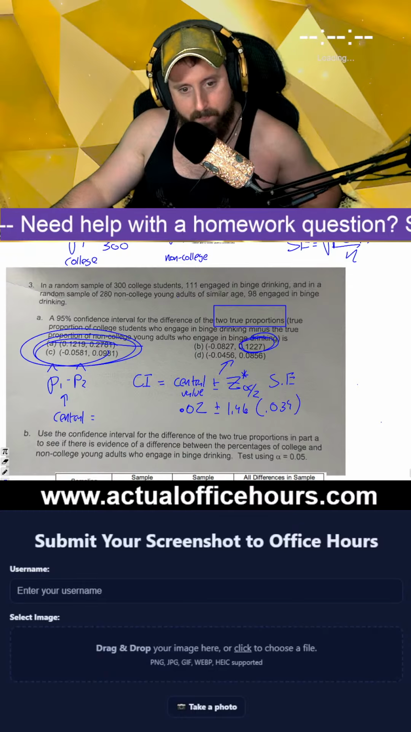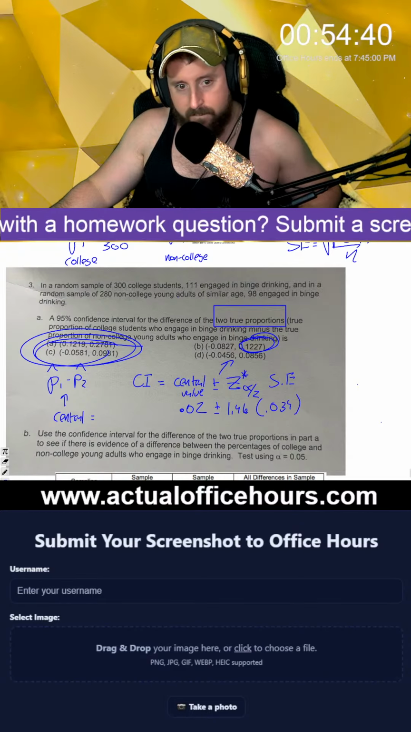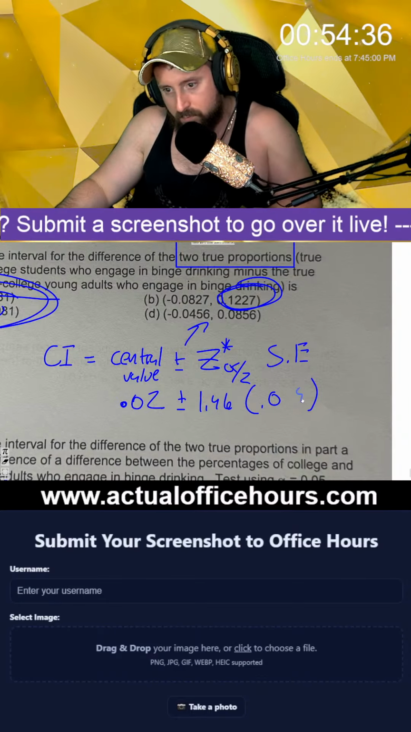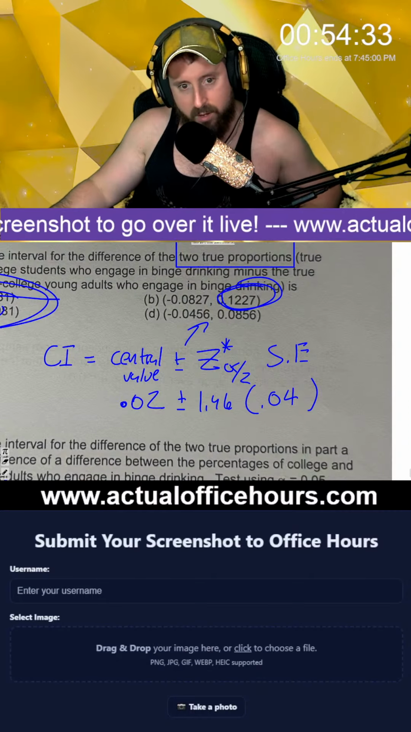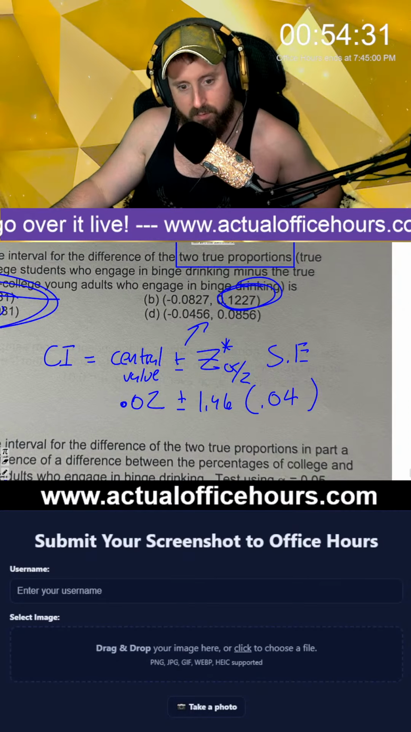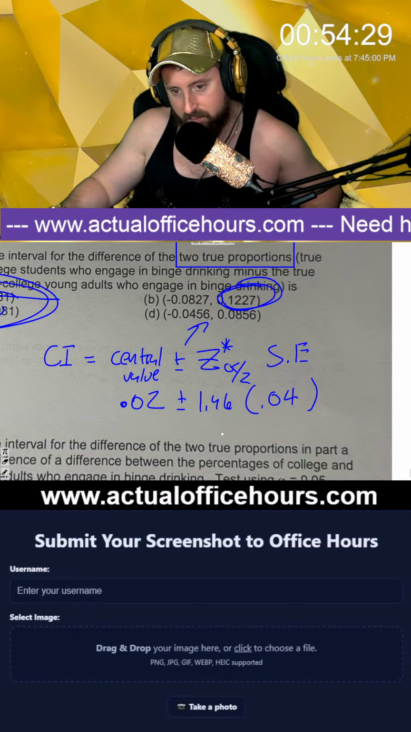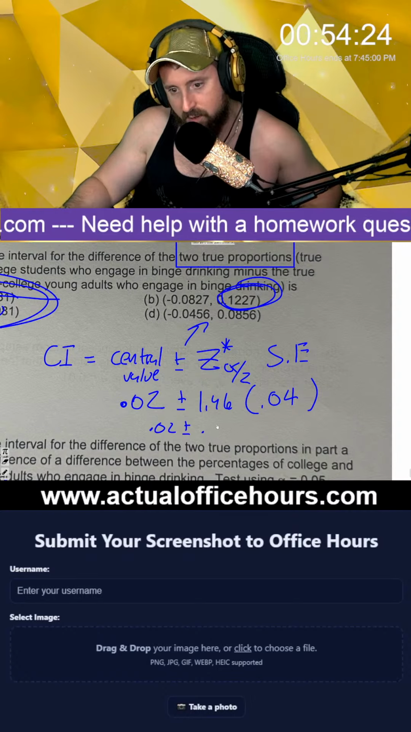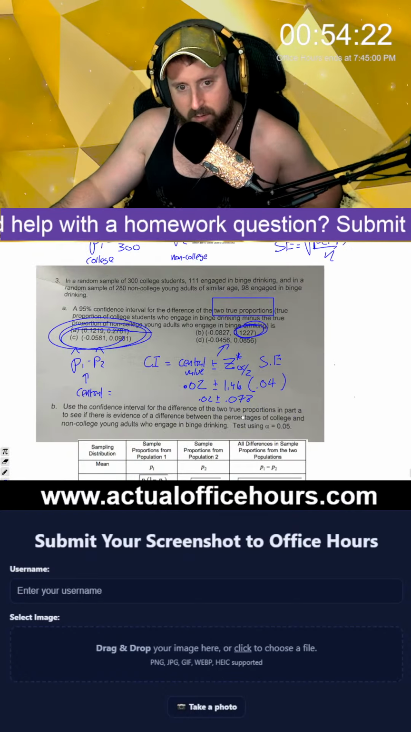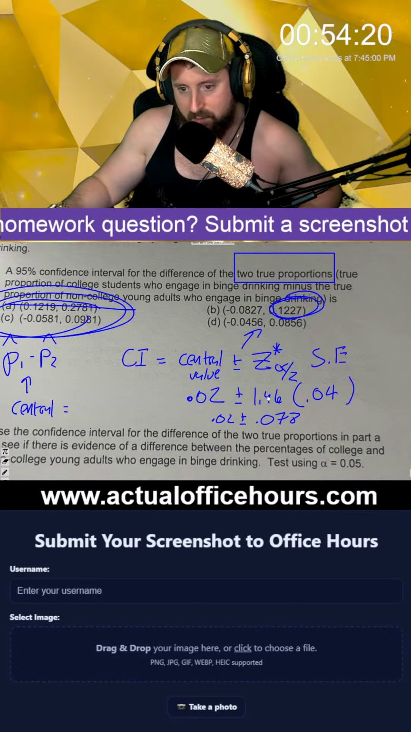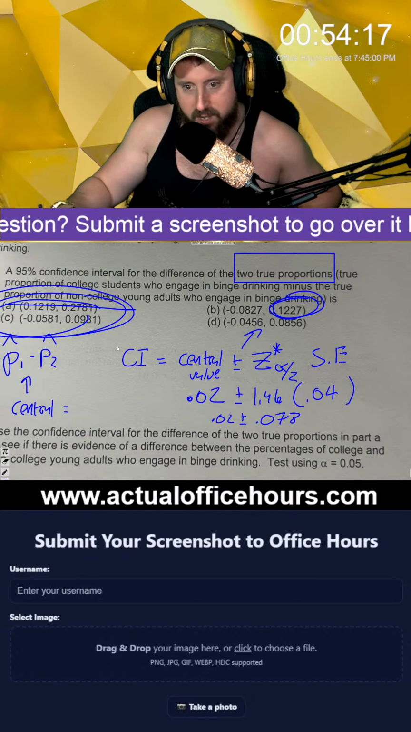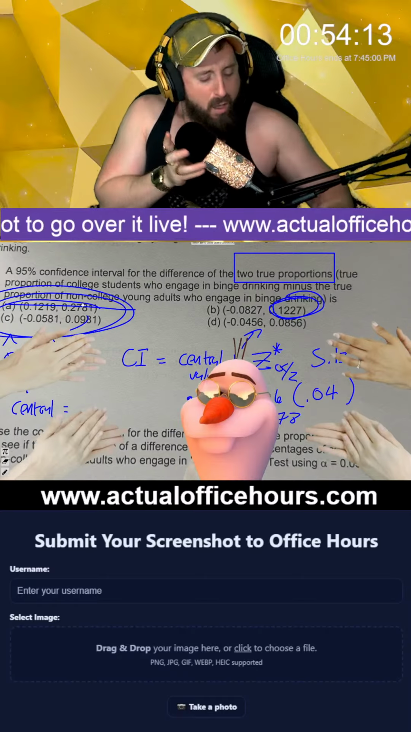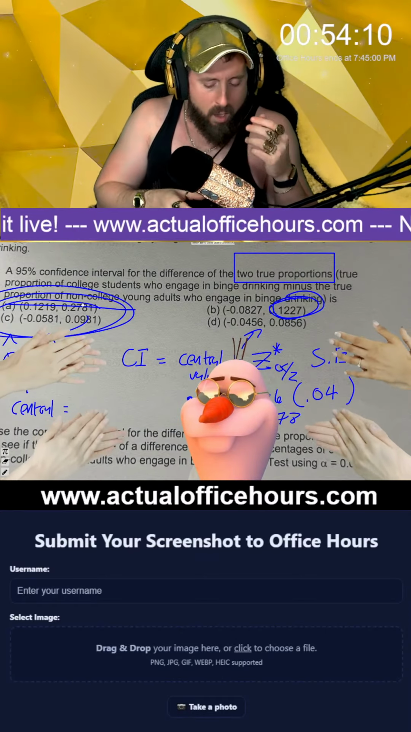All right, but we square root that. It's still 0.039, so it's 0.04 basically. Okay, and then we multiply that by 1.96. So I get 0.078. So you get 0.02 plus or minus 0.078. Which, yeah, bingo. Look at that. So 0.02 plus 0.078 is 0.098. 0.02 minus 0.078 is negative 0.058. Nice, good job.